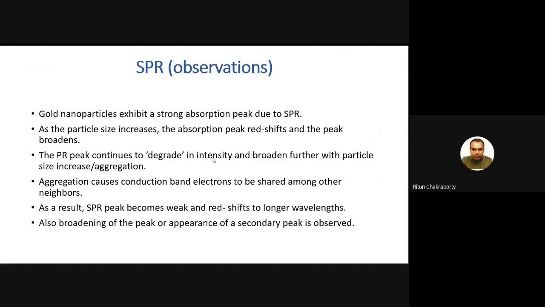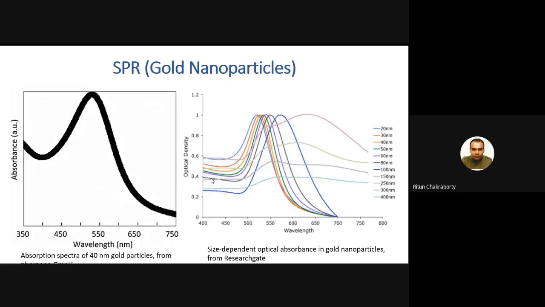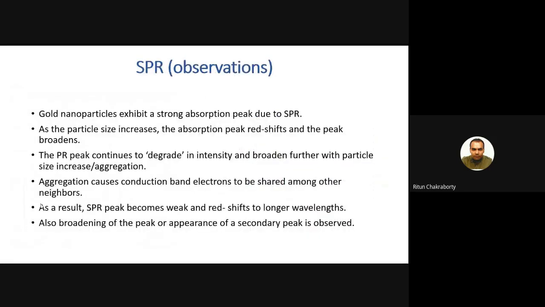The PR peak continues to degrade in intensity and broaden further with particle size increase and aggregation. Aggregation means many particles combine, and this plasmon resonance peak quite broadens, or degrades. They are no more significant like the plasmon resonance peak of smaller nanoparticles, so they can show quite a broad profile. That is what we have written: degrade and broaden further.